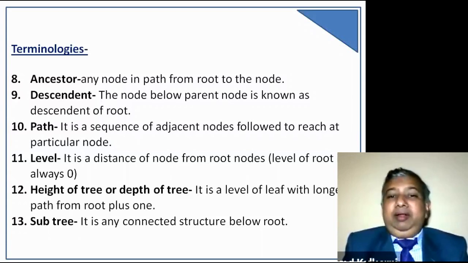Level, it is the distance from a node to the root node. Height of tree, also known as depth of tree. It is the level of the leaf with the longest path from root plus 1. Subtree. It is any connected structure below the root.